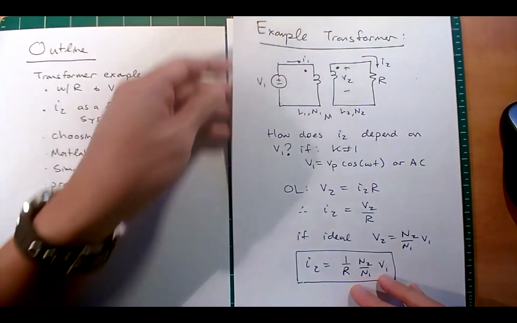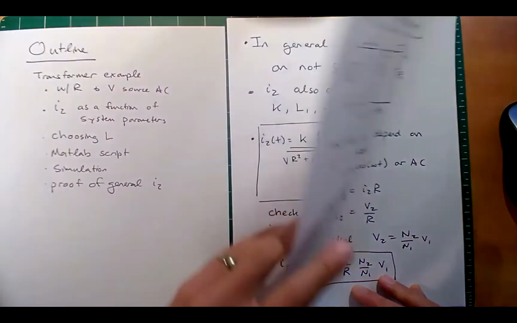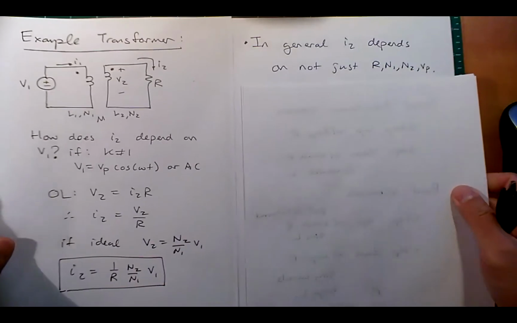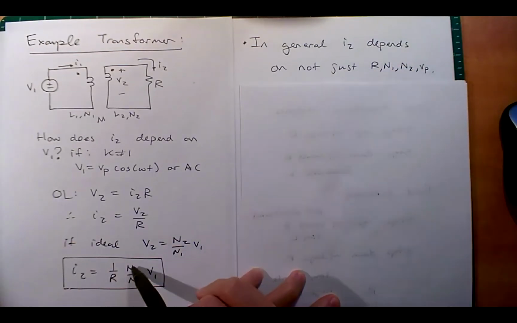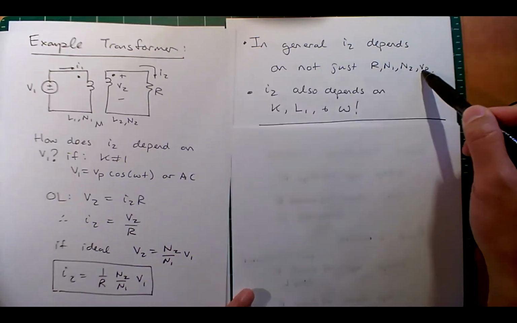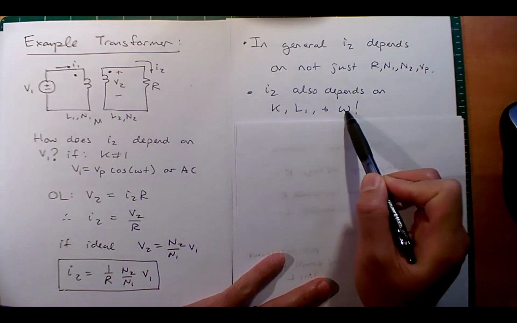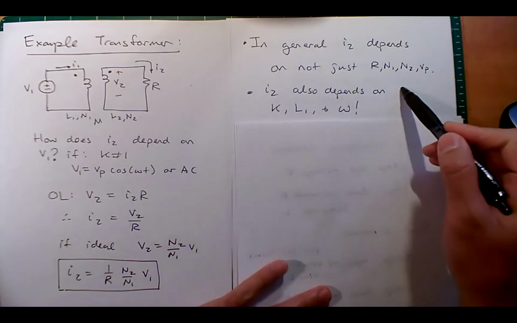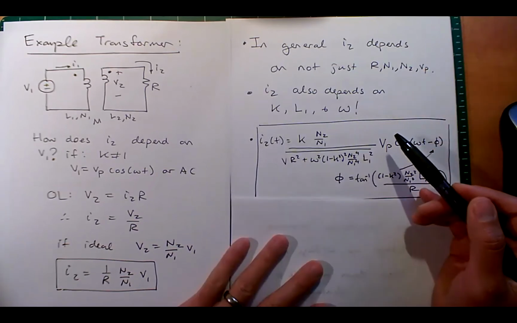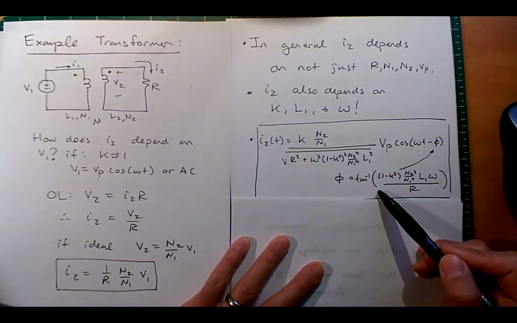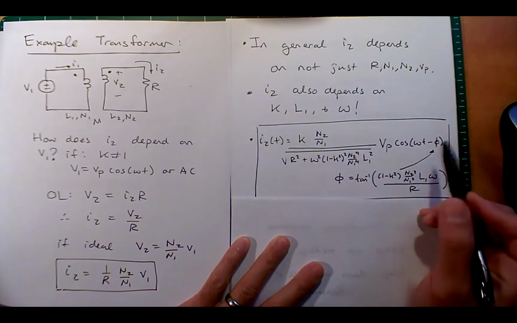Well, if you are still interested, I will prove what this crazy expression for I2 is, and I'll show it to you right now. In general, I2 depends not just on R, N2, N1, and VP. It actually depends on the coupling factor, on L1, and on omega, the frequency. And this is the insane equation. I look at it and think, oh my God, really? But it's not that bad. So let's look at it closely.